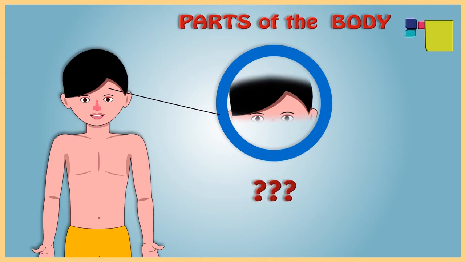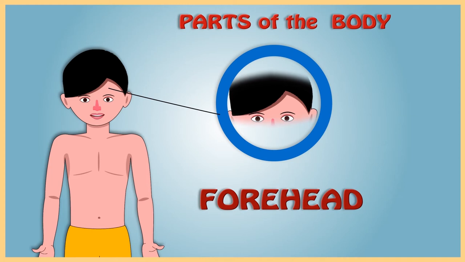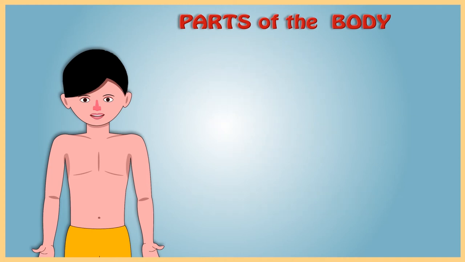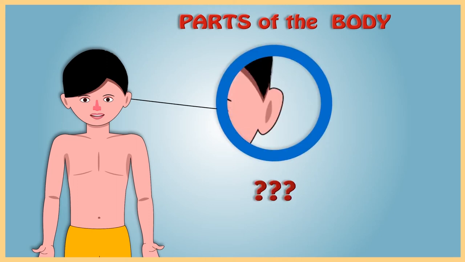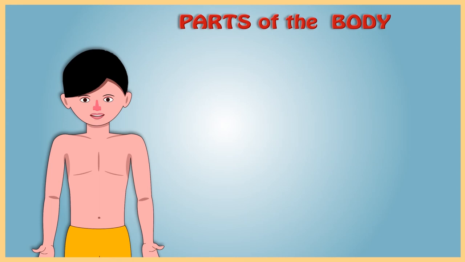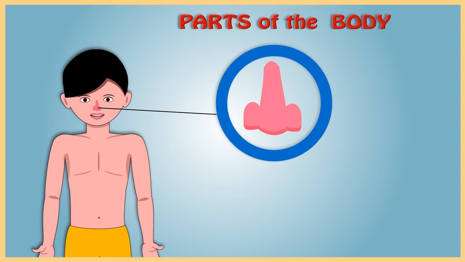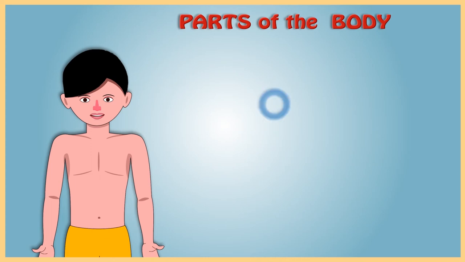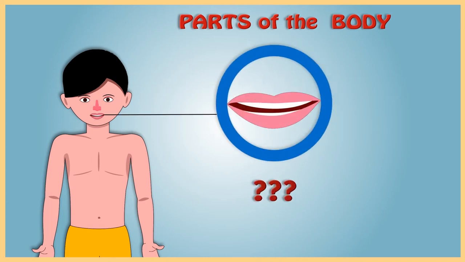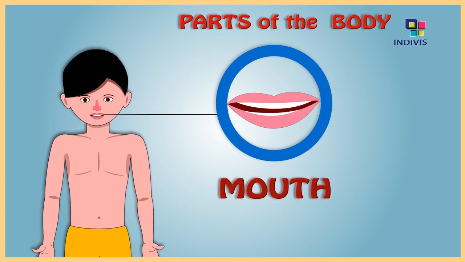What body part is that? It's forehead. Forehead. What body part is that? It's an ear. Ear. What body part is that? Those are eyes. Eyes. What body part is that? It's a nose. Nose. What body part is that? It's a mouth. Mouth.